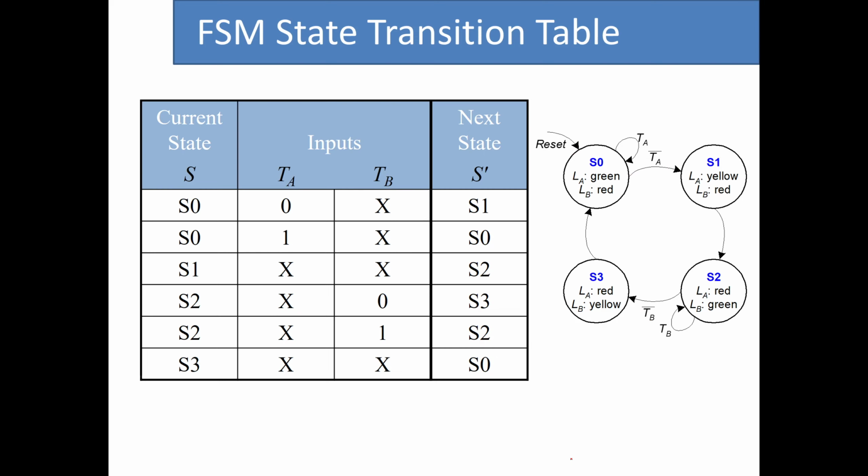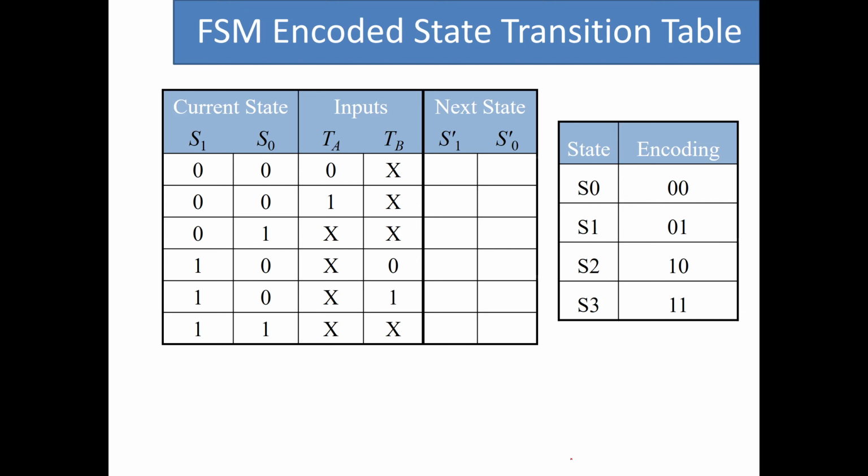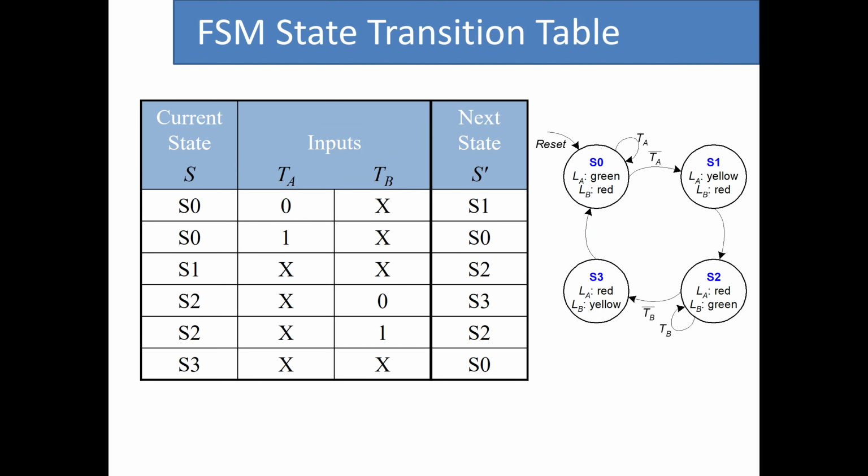So this was our next step. Now, let me just quickly go back. Now we have a table that resembles a truth table. Remember, we need this state transition table to calculate the next state of the system, right?